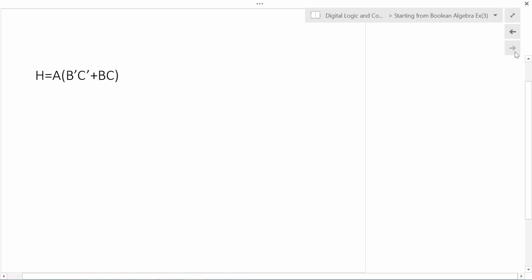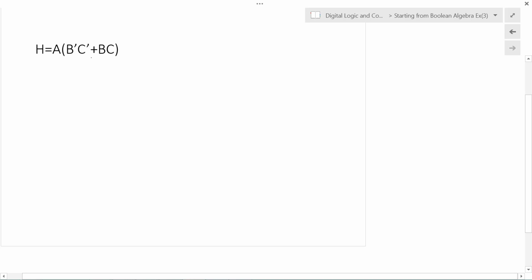So our last example of a Boolean equation where we convert to a truth table and a digital circuit is H equals A ANDed with the quantity B prime and C prime, or B and C. Now, one thing we can look at here is that it's possible to distribute the A to the B prime, C prime, and the BC terms and simplify somewhat. So here, if we count the gates, we have an OR gate, that's 1. We have an AND gate, 2 inverters, and another AND gate here. So that's 1, 2, 3, 4, 5, 6 gates.